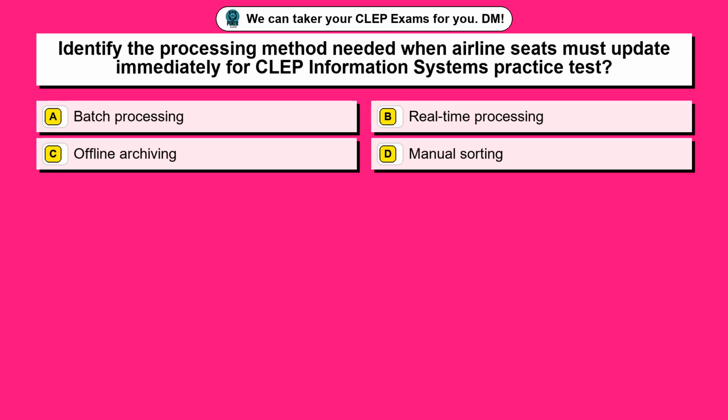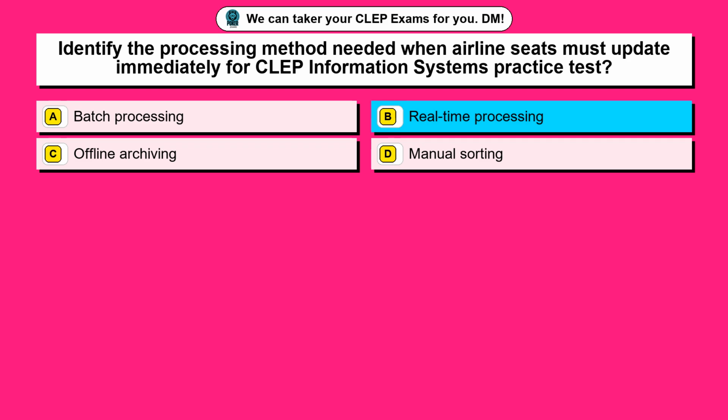Question 21. Identify the processing method needed when airline seats must update immediately for CLEP Information Systems practice test. Option A. Batch processing. Option B. Real-time processing. Option C. Offline archiving. Option D. Manual sorting. The correct answer is option B.